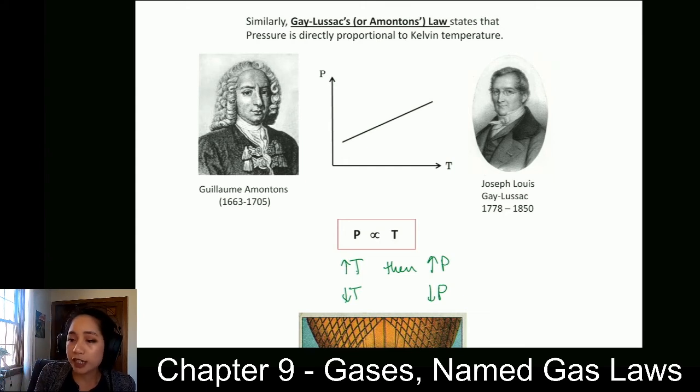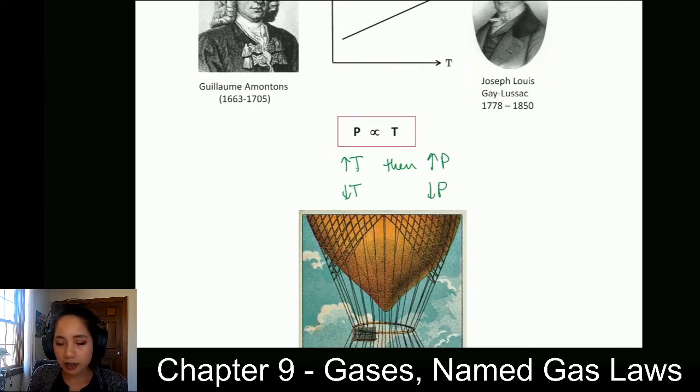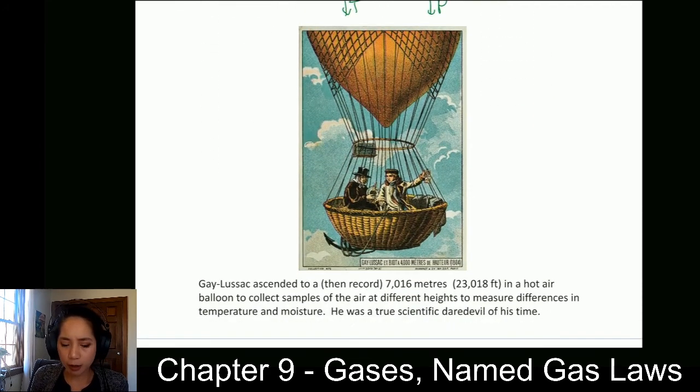So that reasoning uses Gay-Lussac's law, where temperature and pressure are directly proportional to one another. And with all of these gas laws, it seems like hot air balloons are being used a lot, just because hot air balloons really demonstrate the use of temperature control, volume changes, and pressure changes, all confined within a hot air balloon. So here is a picture of Gay-Lussac.